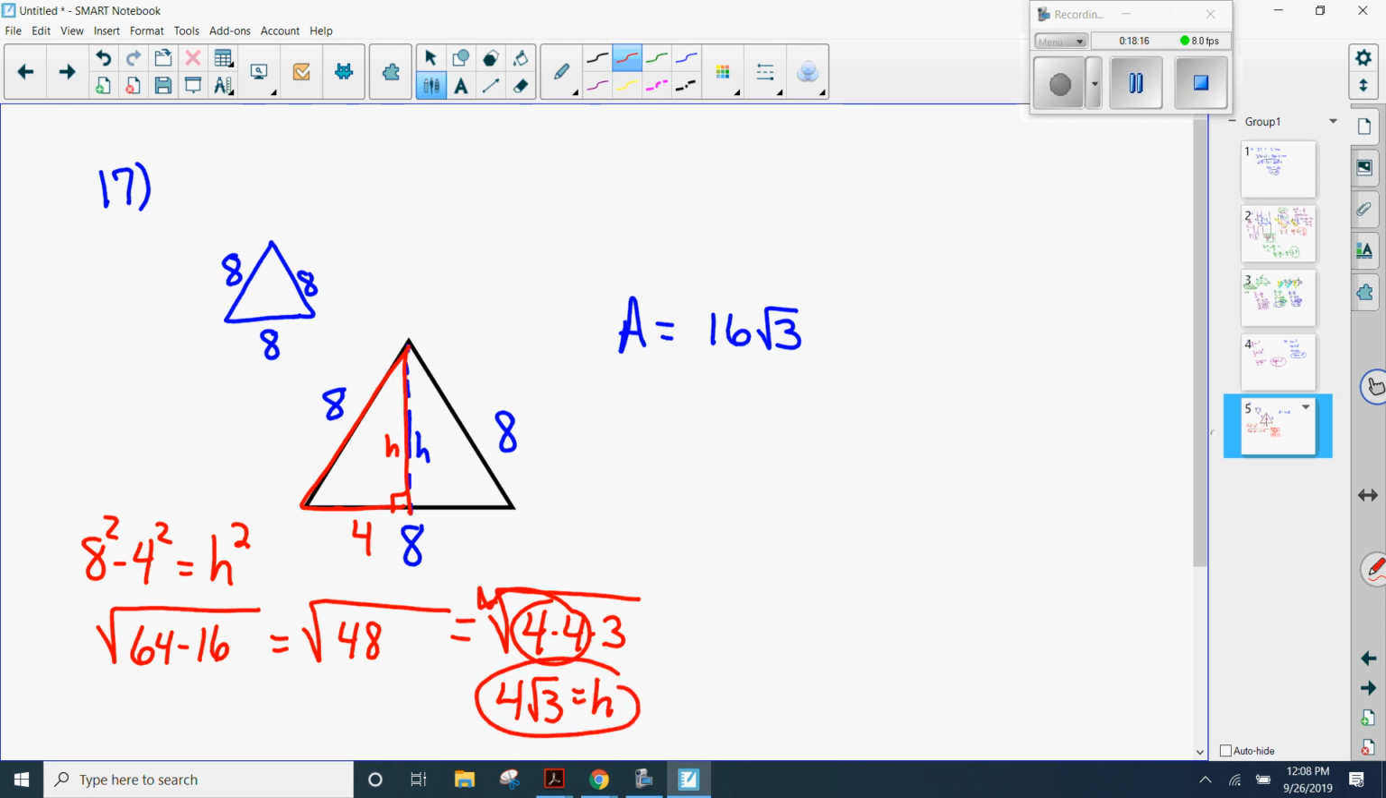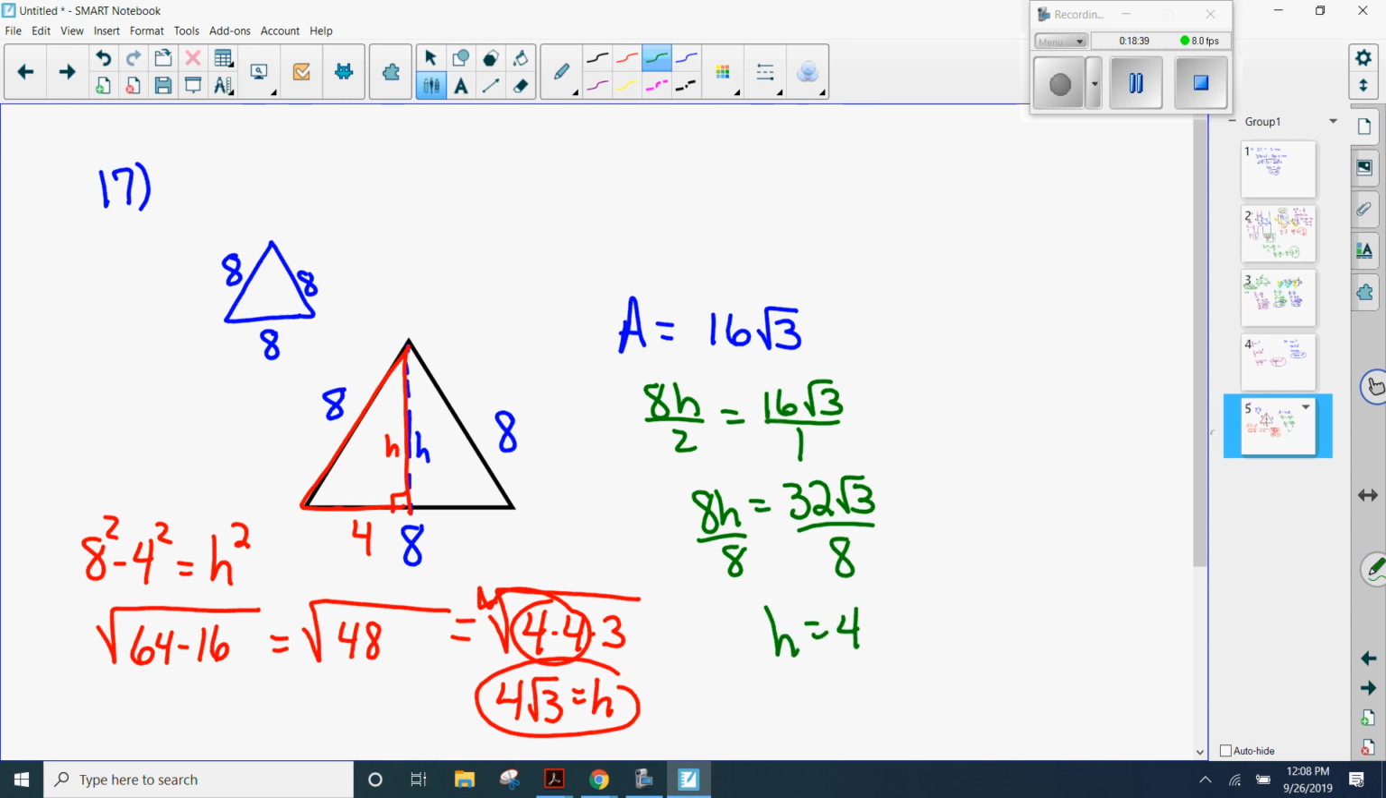Another way you could do it is you could go to the formula, which says it's the base of 8 times the height divided by 2 is equal to 16 radical 3. Put this over 1, cross multiply. 8h is equal to 16 times 2, which is 32 radical 3, and then divide by 8. So your height is equal to 4 radical 3. There's the other way you could do it. I would have to tack units on there. Meters. So put meters here and meters here. There's 2 ways you can solve that right there.